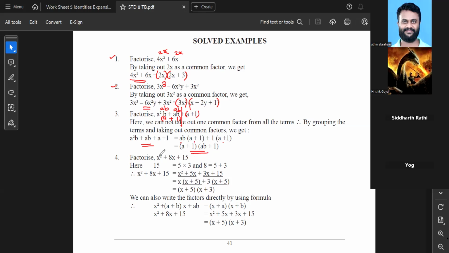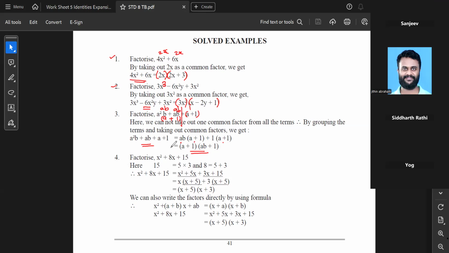For the fourth problem, factorize x. Yes, Sanjeev, let me know what's your doubt. Sir, can you repeat the third sum again, sir? Sure, I'll do that.